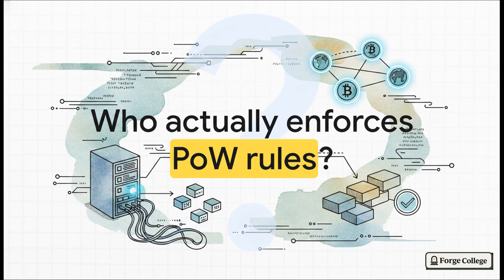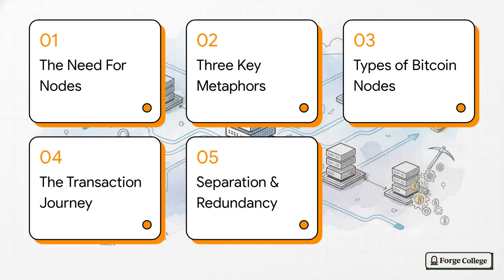To really grasp this, we've got to pivot our mindset away from the abstract math of mining and look at the physical reality of nodes running dedicated verification sequences. Here is our quick roadmap for today's explainer. First, the need for nodes. Second, 3 key metaphors. Third, types of Bitcoin nodes. Fourth, the transaction journey. And finally, separation and redundancy. Let's get right into it.